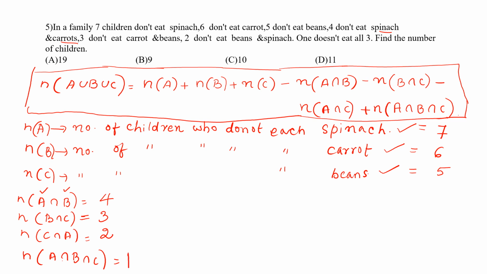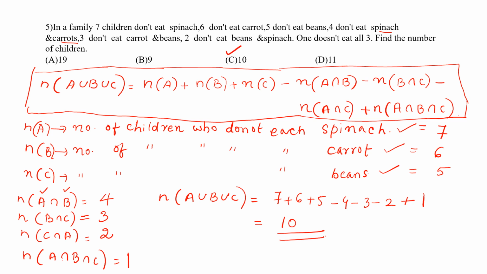Okay, now we'll substitute in this equation, then we'll get the number of children, that is A union B union C. To find the number of children, n of A is 7 plus 6 plus 5 minus 4 minus 3 minus 2 plus 1. This is equal to 10. So option C.